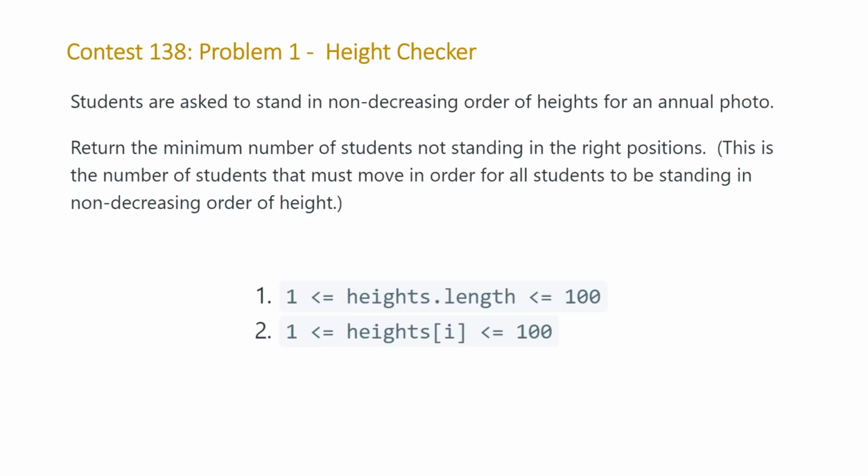order of height. And the constraints for this problem are going to be pretty small. The length of our list heights is going to be between 1 and 100, and the heights themselves will be between the values 1 and 100 as well, whatever that means. So let's take a look at the example that Leetcode provided us with.